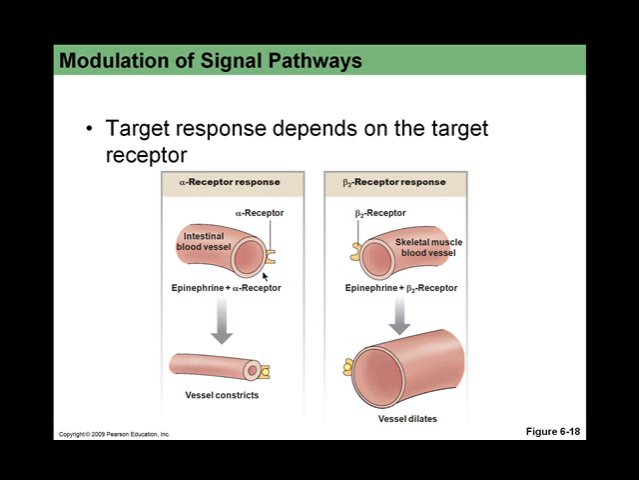Anyway, so the same molecule comes out of the adrenal medulla, right? The epinephrine. So the epinephrine is in the plasma, diffuses out, binds to the alpha receptor on these intestinal blood vessel smooth muscle cells, and it causes vasoconstriction. In skeletal muscle, it has the opposite effect of vasodilation.